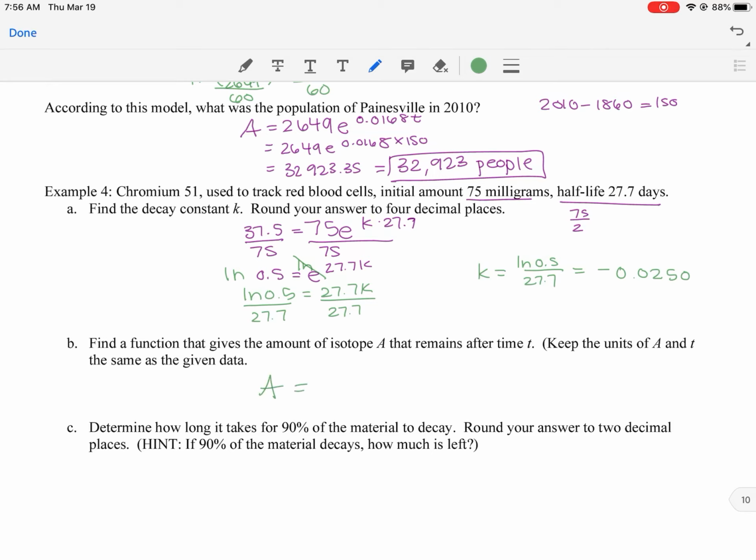So if we wanted to talk about the equation, we'd have A equals 75 e to the negative 0.025t.